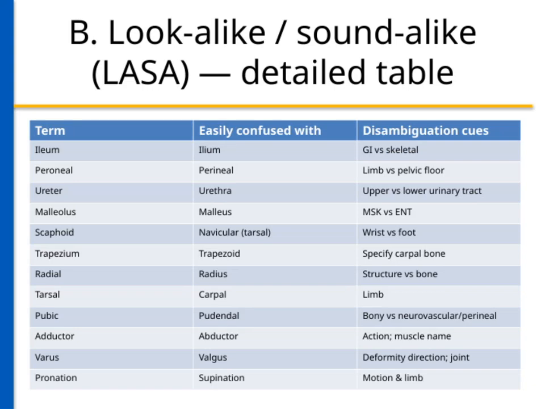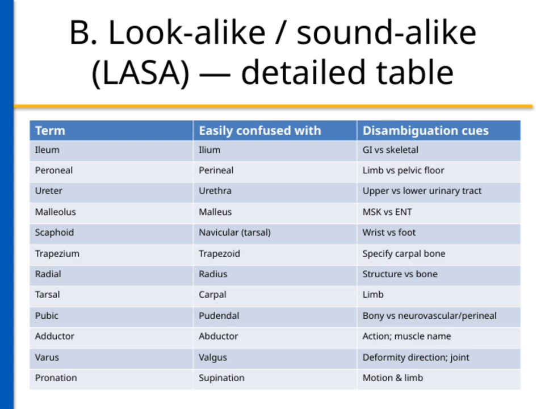Let's go through some common terms that can easily be confused and how to tell them apart. First up, we have the ileum, which is part of the small intestine and often confused with ilium, the pelvic bone. To distinguish between them, think about their location, GI tract versus skeletal structure. Next, peroneal versus perineal. Peroneal relates to the fibula, the outer part of the lower leg, while perineal refers to the area between the genitals and anus, the pelvic floor. Context here is key, limb versus pelvic region.